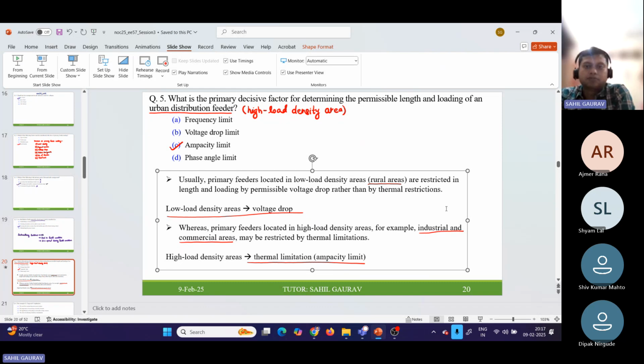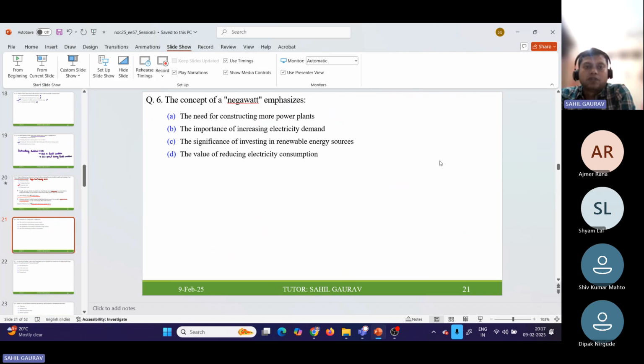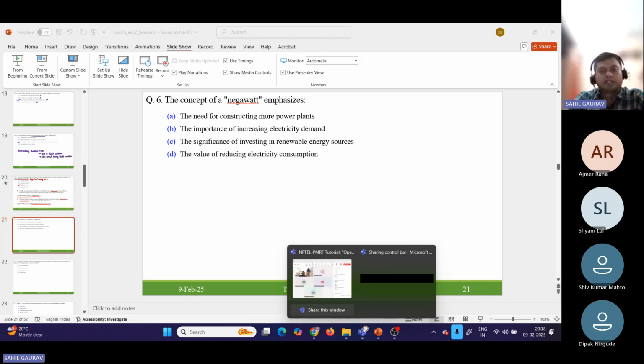Coming to the next problem. The concept of negawatt emphasizes: A option is the need for constructing more power plants. B option is the importance of increasing electricity demand. C option is the significance of investing in renewable energy sources. D option is the value of reducing electricity consumption. Anyone can try, and you can type once in the chat box.